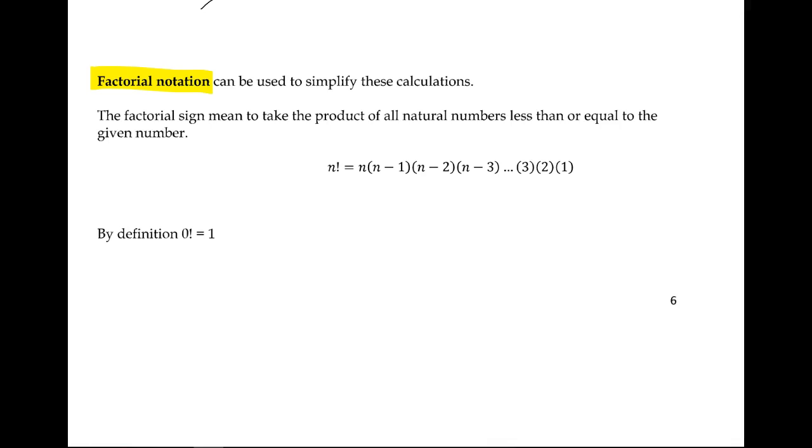This is where math gets exciting because we literally start using exclamation marks. So factorial notation looks like this. Yay! So factorial signs mean to take the product of all natural numbers. This means positive whole numbers greater than 0 is another way of thinking about it.